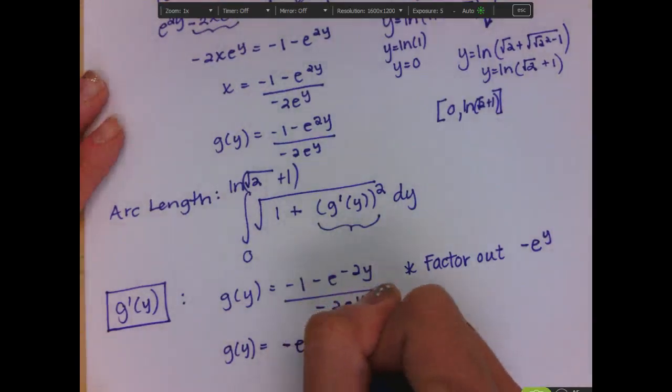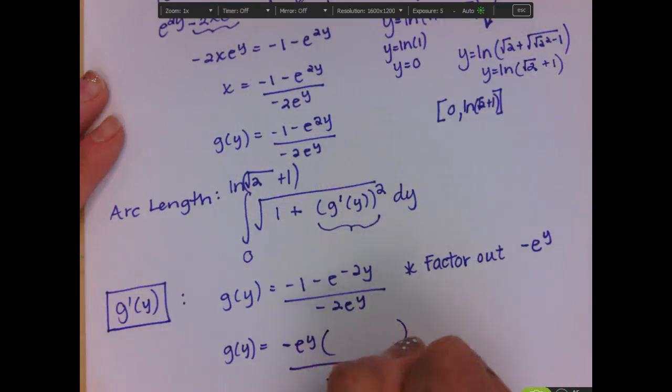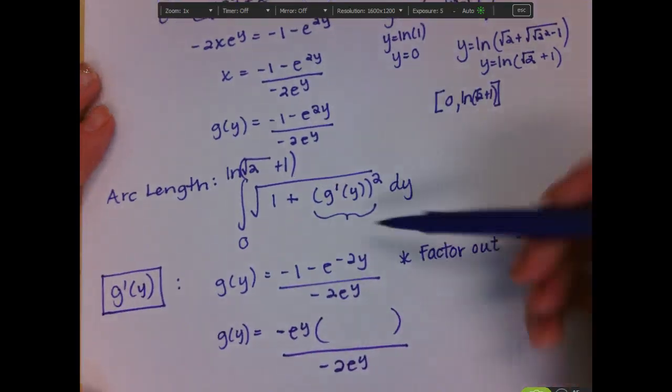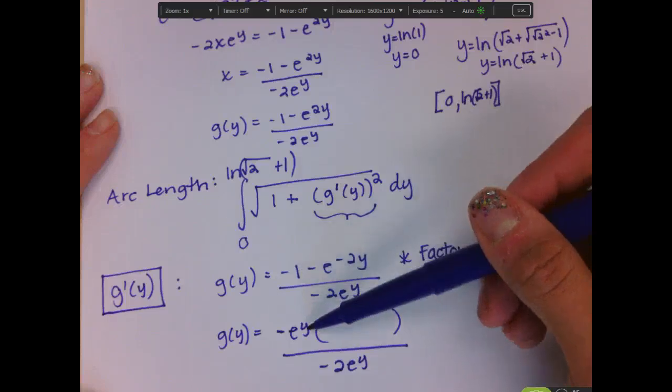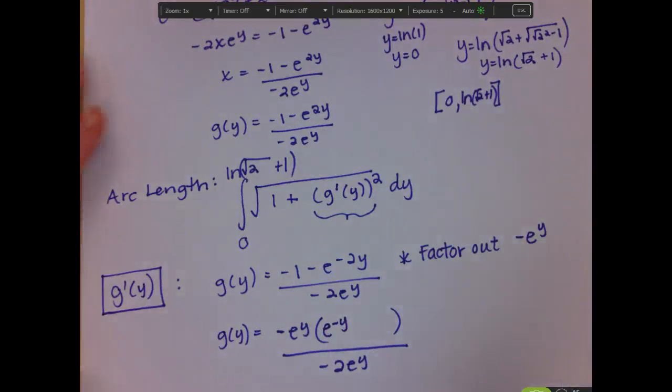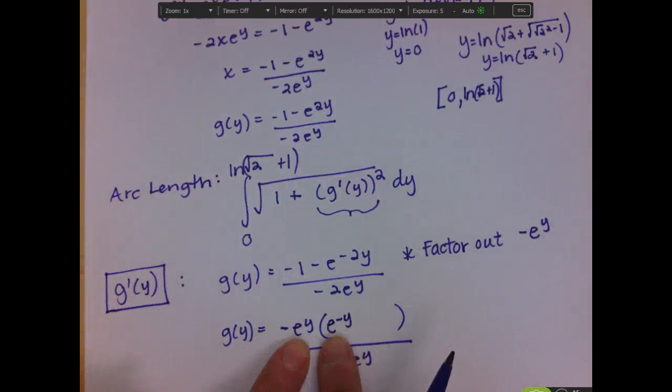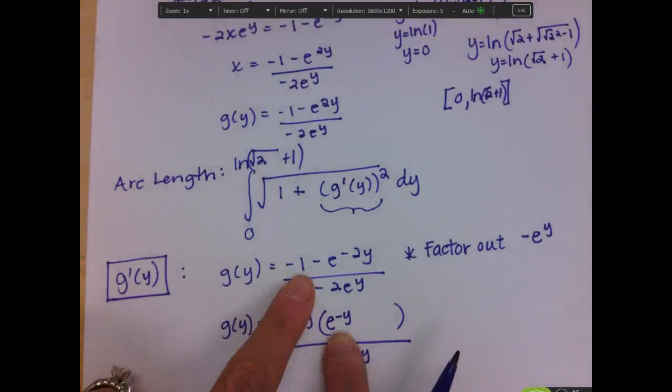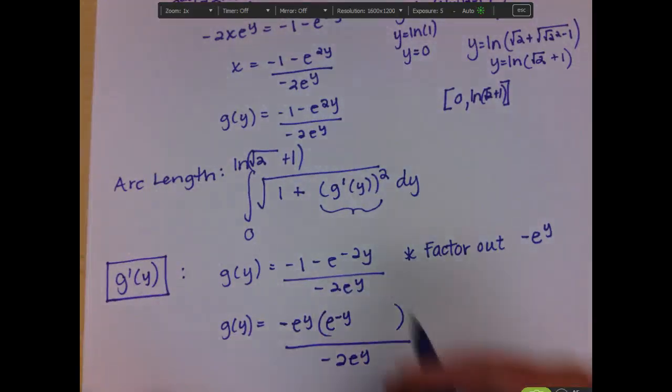So I'm going to factor out a negative e to the y from the top. I need to take 1 and divide out e to the y. When you do that, you actually get e to the negative y. We can check that really quickly by multiplying these back together. When you have the same base, you add the exponents. So this would give me negative e to the 0, because when I add y and negative y, it becomes 0. So e to the 0 is really just 1. So that does work.